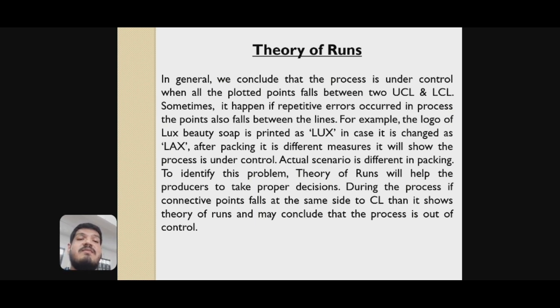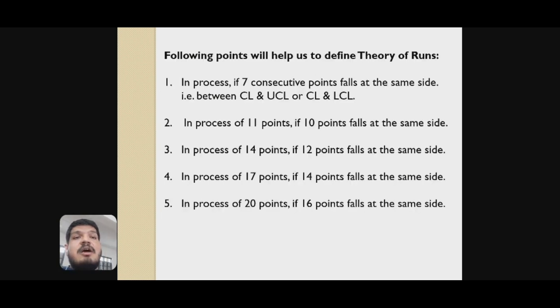So during the process, if consecutive points fall on the same side of CL, then it shows the theory of runs and we may conclude that the process is out of control, right? Now the following points will help us to define theory of runs. If 7 consecutive points fall on the same side, that is between CL and UCL or between CL and LCL, right? If of 11 points, 10 points fall on the same side, of 14 points, 12 points fall on the same side, and in the same way of 20 points, if 16 points fall on the same side, then the theory of runs is applicable.